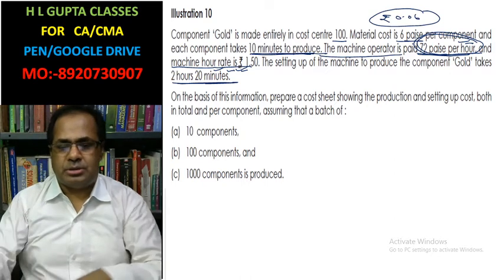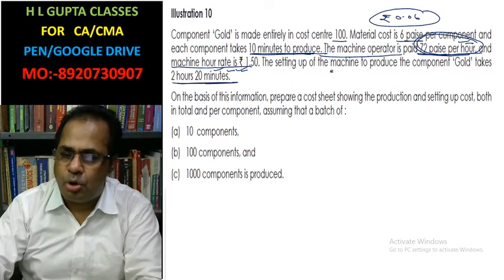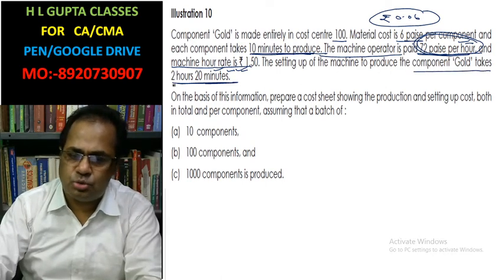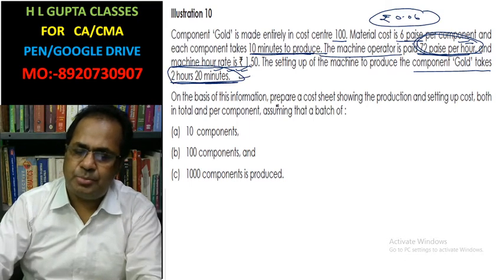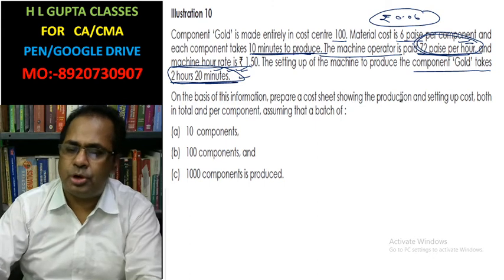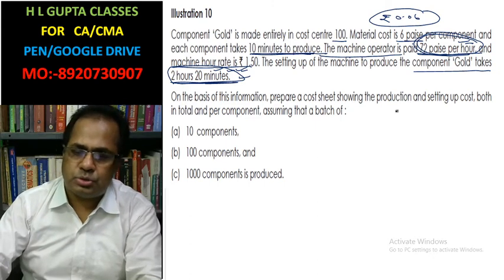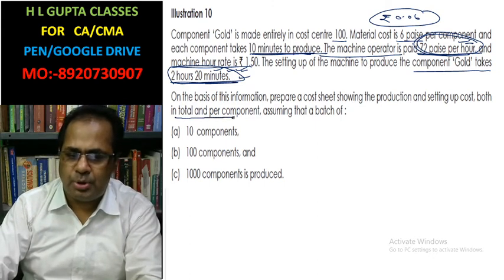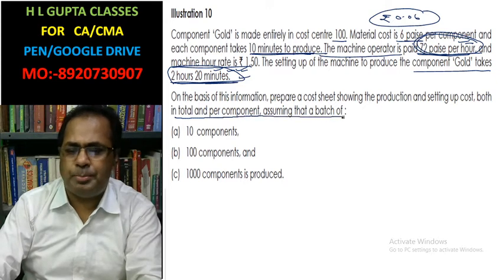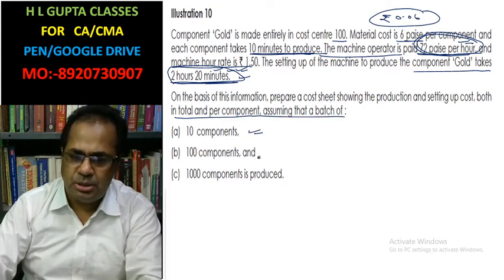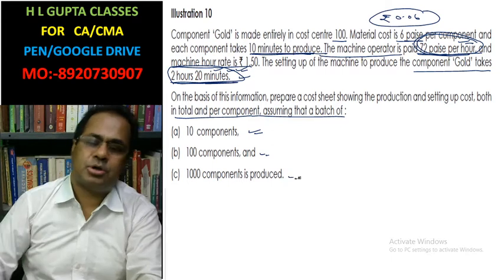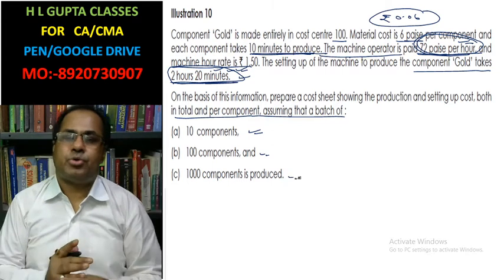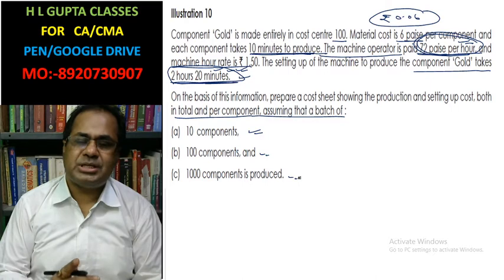Now the setting up cost: the machine setup to produce component gold takes 2 hours 20 minutes. On the basis of this information, prepare the cost sheet showing the production and the setup cost, both in total and per component, assuming the batch lot size is 10 components, 100 components, and 1000 components. First you have to calculate wages per component.